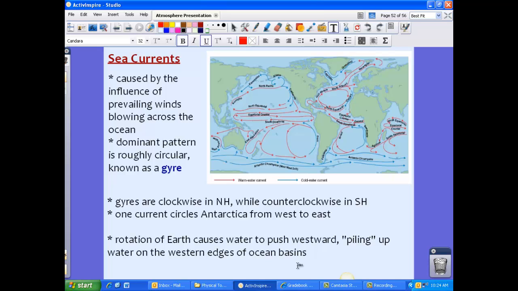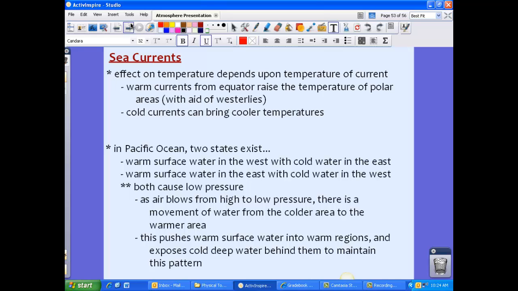Now, because of the rotation of the Earth, water is pushed westward. So we have this piling up of water on the western edges of ocean basins. It's like if you were to slop a bucket back and forth, sometimes you get that water to slop up one side of the bucket or the other. This is kind of what's happening. We actually see a higher ocean on the western side than we do on the eastern side. It's kind of interesting, and that's due to the rotation of the Earth.